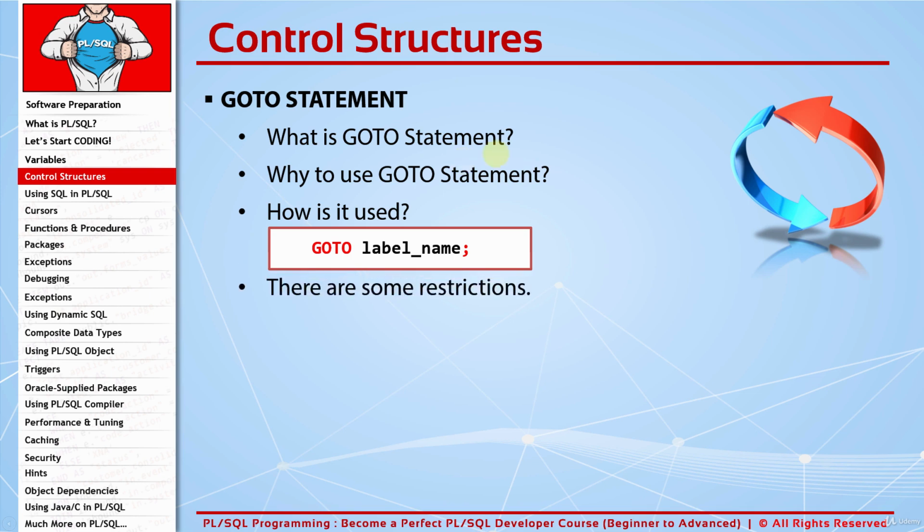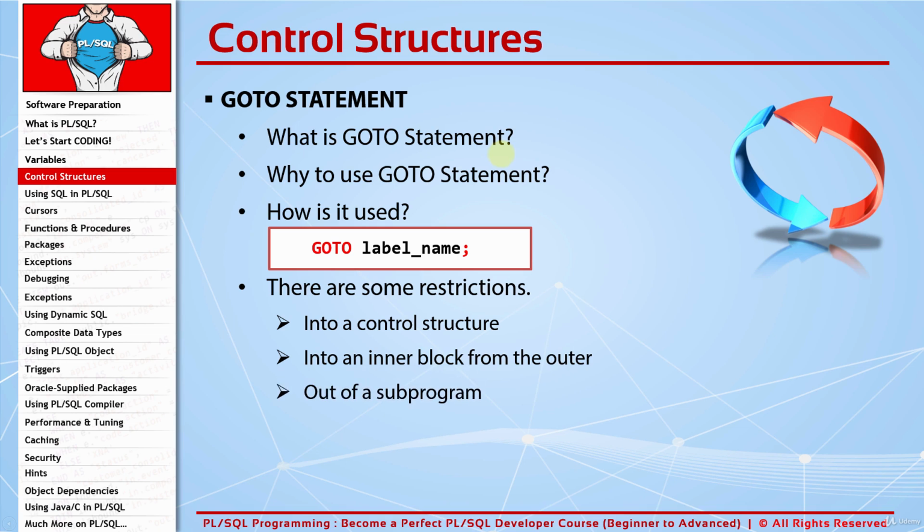You can go anywhere in your code with the GOTO statement, but there are some restrictions. I mean, you cannot go to some places with GOTO. If you try to do that, you will have a compilation error. For example, you cannot go into an if statement, case statement, or a loop with the GOTO statement. You cannot go into an inner block from an outer block, but you can jump from inner to the outer.